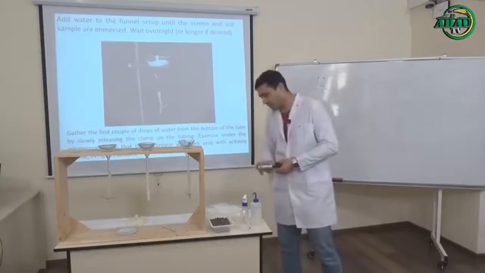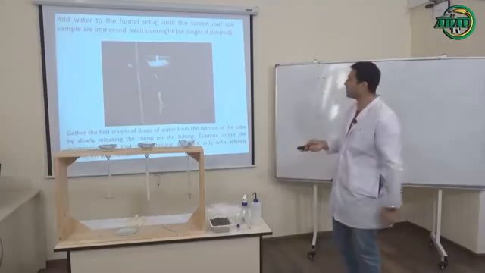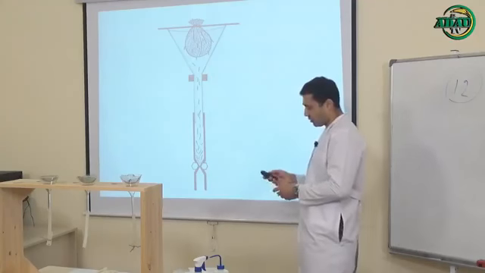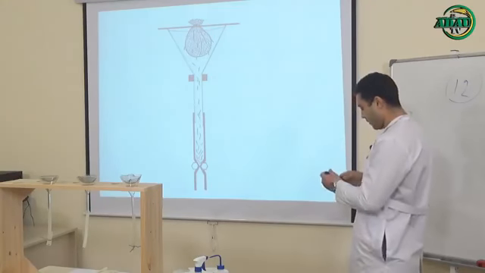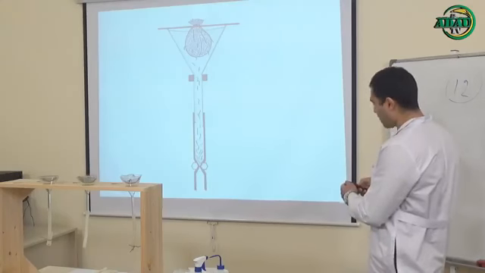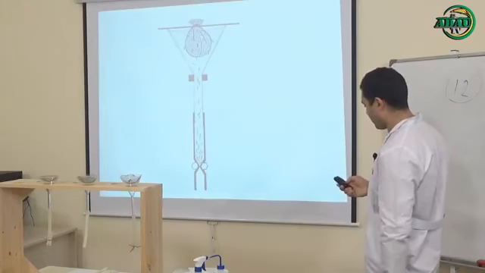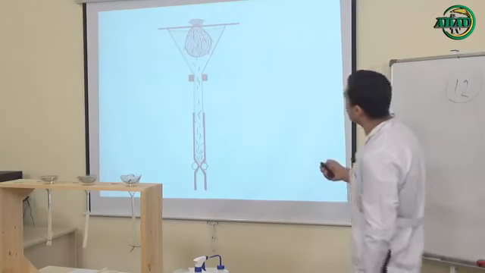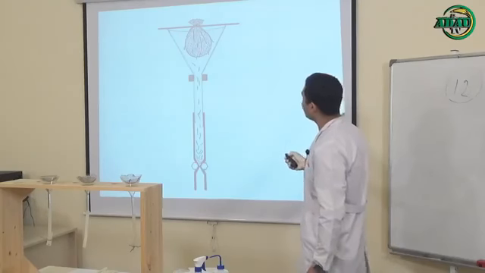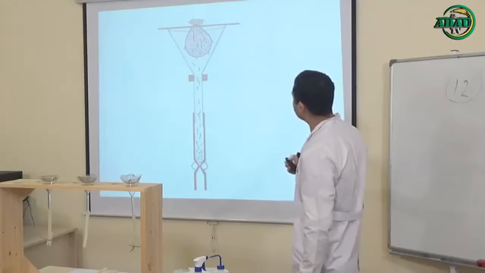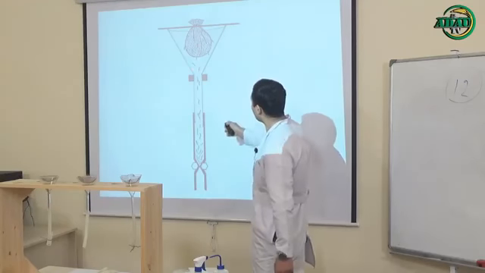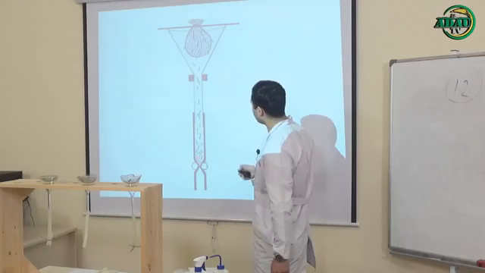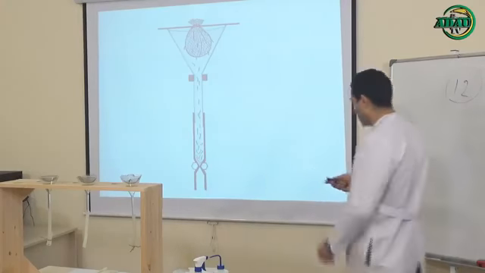Then we can see nematodes inside the water. Like this. As I said, at first we have to put our samples inside the funnel. Then after 12 hours, you can see all of them, the nematodes. They will come from up to down. You can see it here. So after that, what can we do?